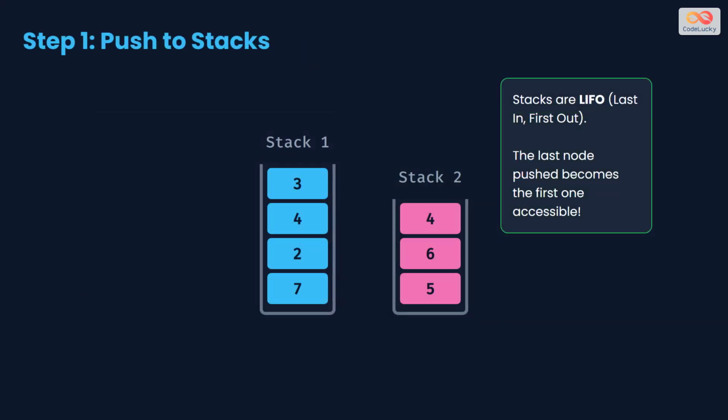Remember that a stack is a last-in, first-out data structure. If we push every node of a linked list onto a stack, the last node we push, which is the least significant digit, will be the first one we pop off. This perfectly reverses the access order for us.